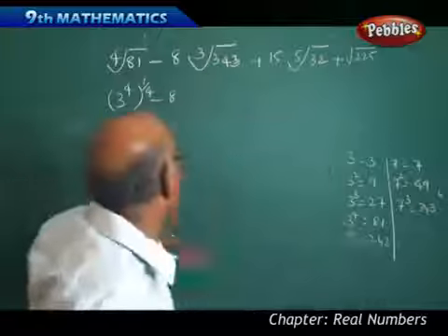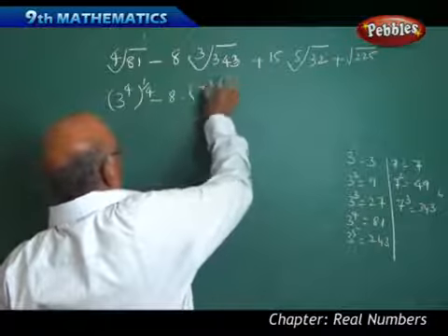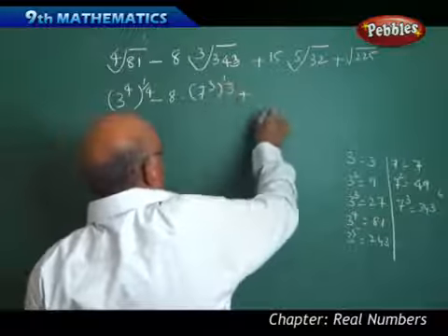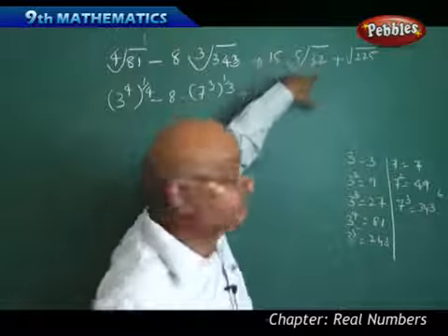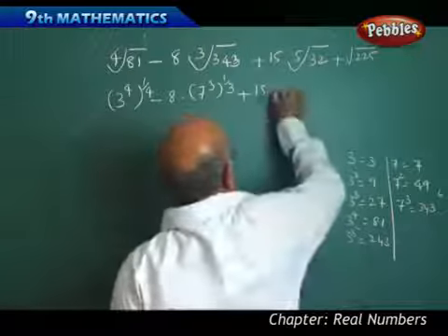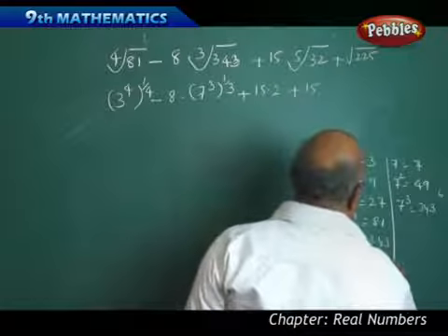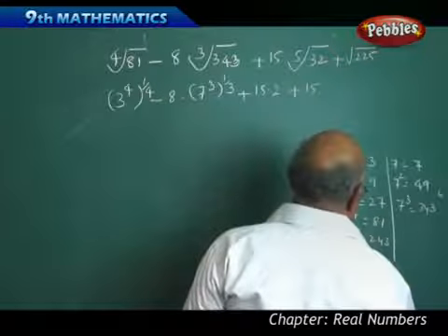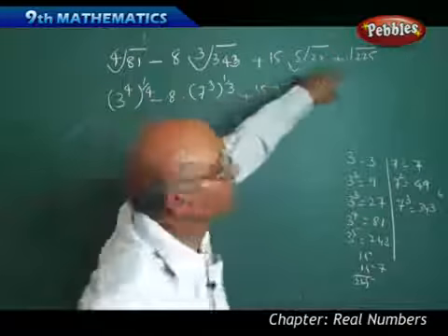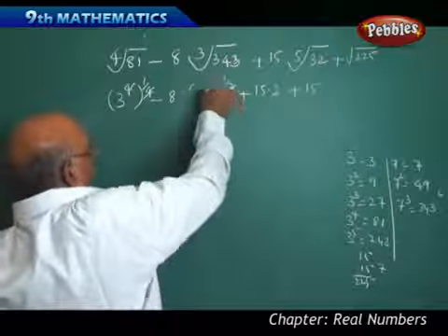Therefore, here we are getting it as 8 into (7 cube) whole to the power of 1 by 3 plus 15 into, just now we have seen 2 to the power of 5 is 32. Therefore, this will be 2 plus 15 into 15. 15 fives are 75, 15 sevens are 225. Therefore, the square root of 225 is 15. Now, you can cancel this one.